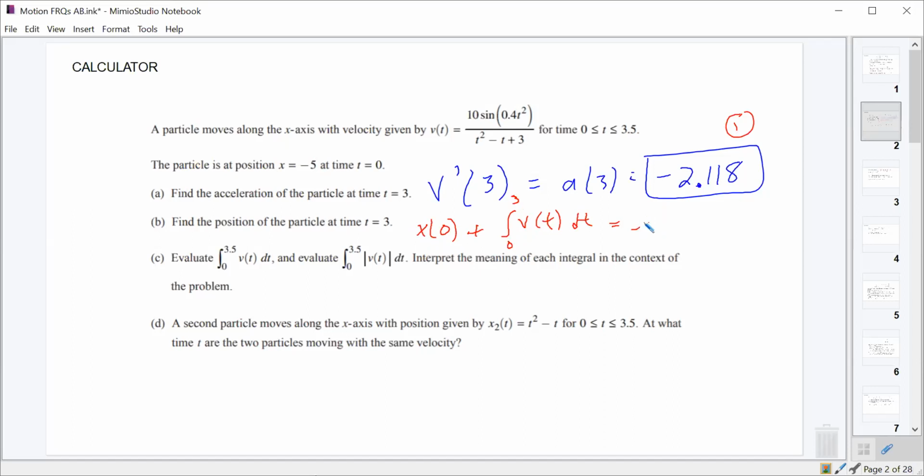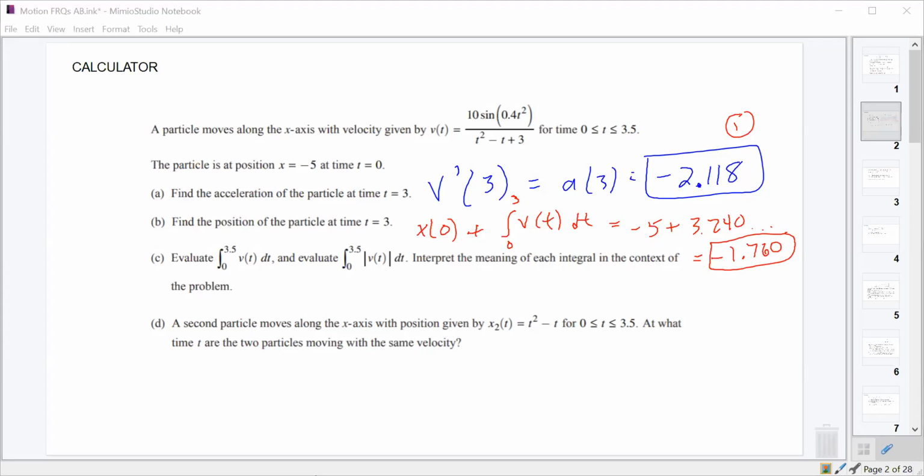I guess we'll write -5 plus, I don't know, what does that integral come out to be? 3.240. 3.240 something. Yeah, that's just rounded. So then that should be -1.760 is its position at t equals 3.